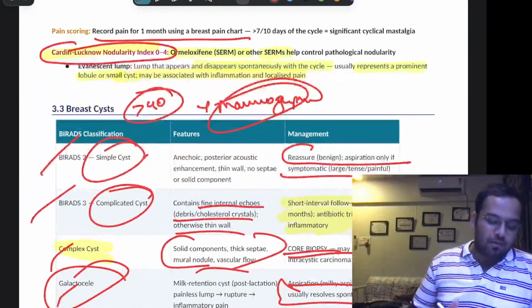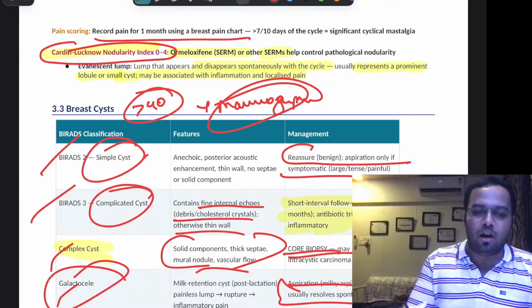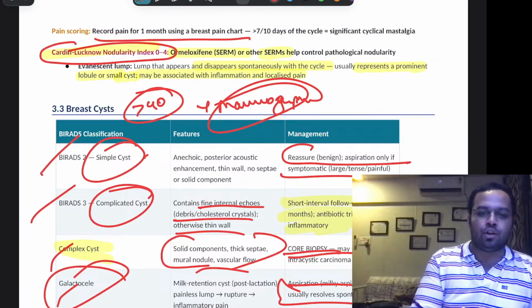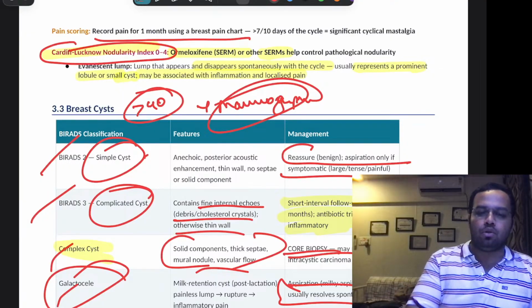So 3 most important parts: a simple cyst, complicated cyst, and a complex cyst. So simple cyst follow up, complicated cyst antibiotics and 6 monthly follow up, and complex cyst associated with solid nodules always and always go for a biopsy. Very much important for you to know at this stage.